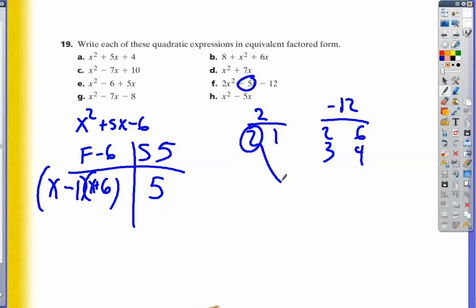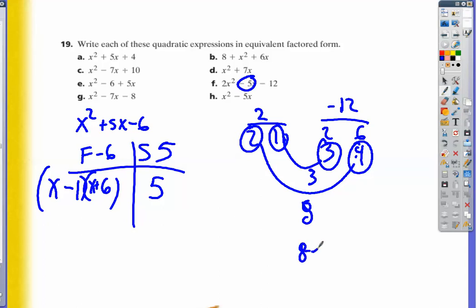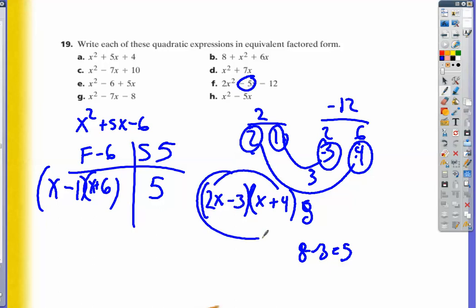And I know that 2 times 4 is 8. I know 1 times 3 is 3. And I know that 8 minus 3 is equal to 5. So really, I want that to be negative. So that means the 2 and the 4 cannot be in the same parenthesis. So I'm going to set up my parentheses. I have 2x and I have x. Then the 4 has to be in the opposite parenthesis so that I'll multiply it here, and then that has to go here. And there I go.